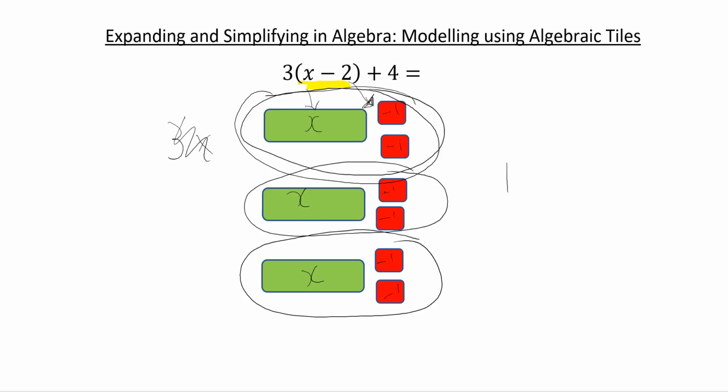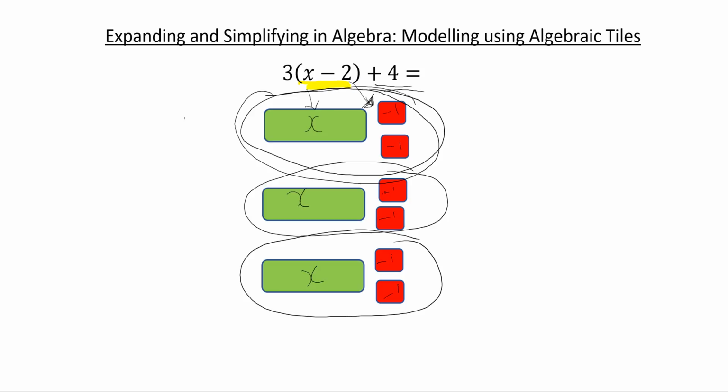Notice I haven't added the 4 yet. So can you see that this isn't outside the bracket, not directly outside the bracket? It's something that we do after. We do this over here first, and then this is what we do after we've dealt with all that. So let's deal with the 3x minus 2 first.